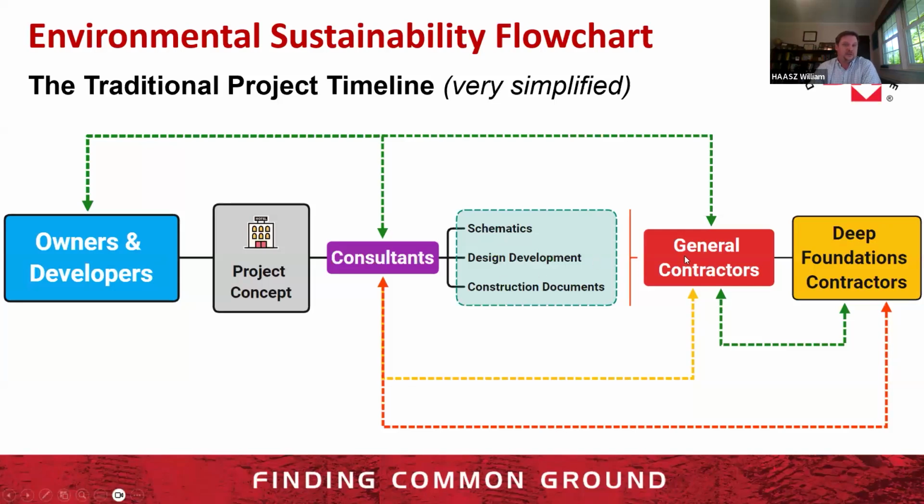Maybe sometimes general contractors aren't involved because they're chosen later on in the timeline. But for the most part, the synergy between those players is pretty good. But when we get down to consultants and then general contractors, and then furthermore the deep foundations contractor, that's where we start to see the yellow and the red lines indicate that there's not as much communication and really ability to make changes at that point between, let's say, general contractors and consultants.